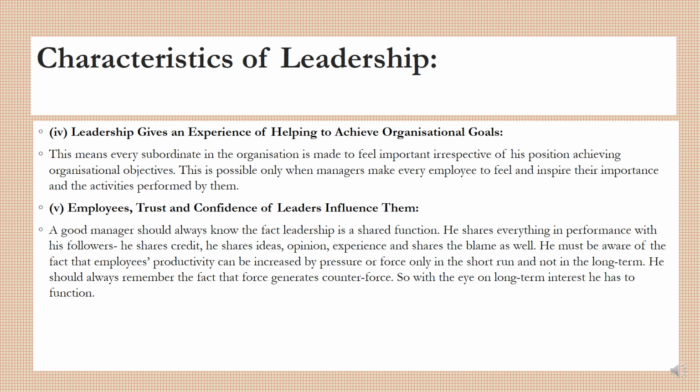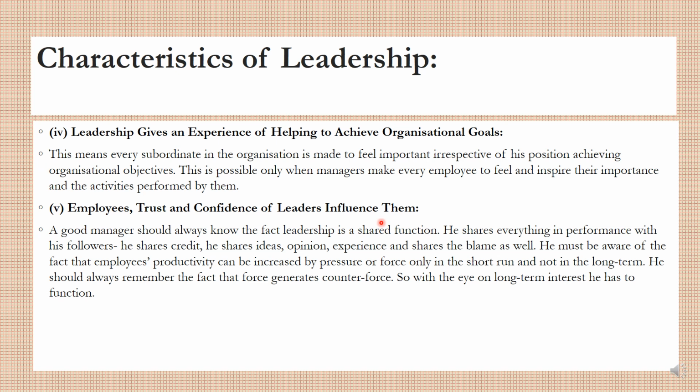Leadership gives an experience of helping to achieve organizational goals. It means every subordinate in the organization is made to feel important, irrespective of his position, in achieving organizational objectives. This is possible only when managers make every employee feel and inspire their importance and the importance of the activities performed by them. Then employees' trust and confidence in leaders influence them.